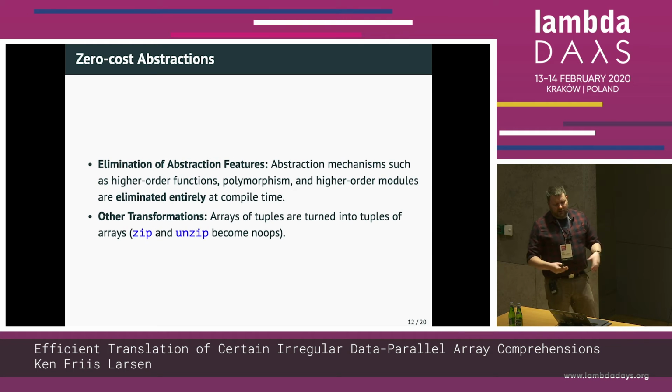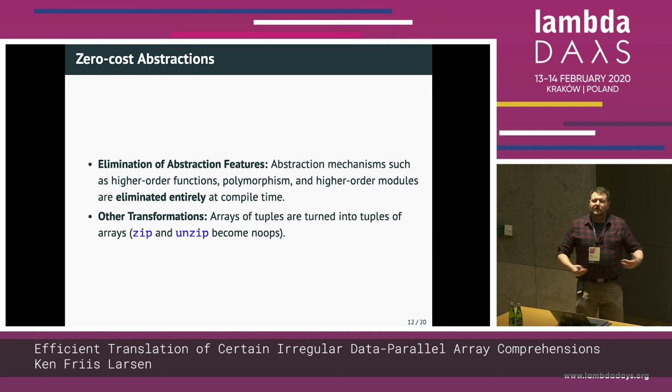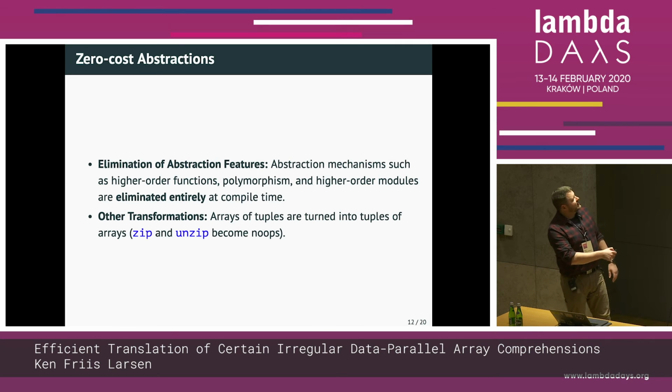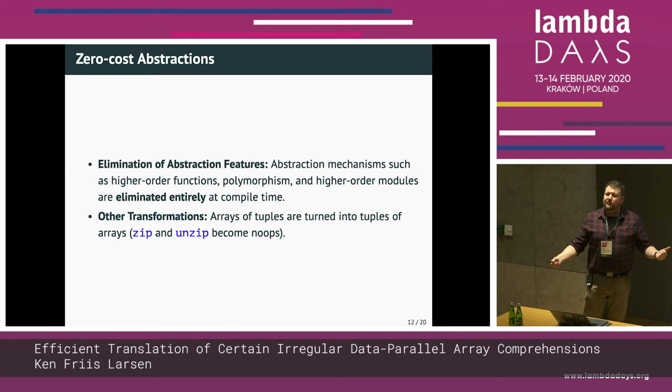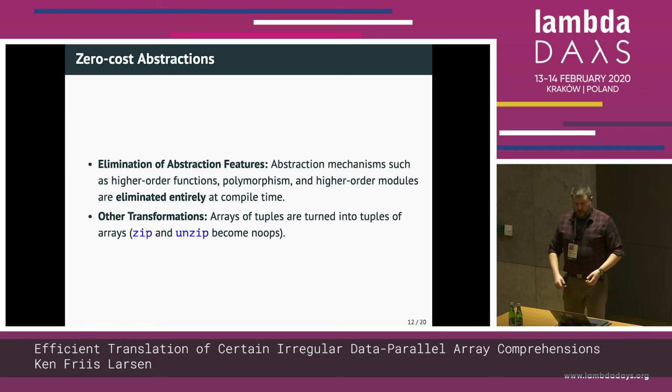And a lot of the compiler is basically compiling away all these layers of abstractions. And in particular, some abstractions like arrays of tuples are represented as tuple of arrays, meaning that tuples are basically unboxed and compiled away, so you can use zip and unzip without worries. They're basically no ops.